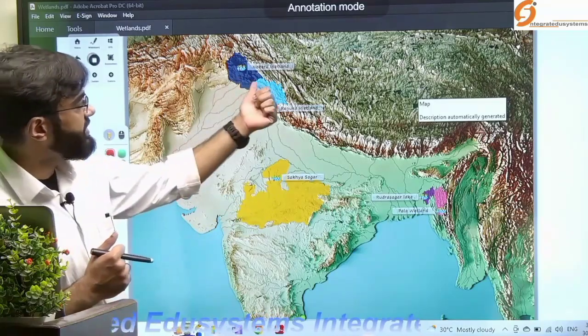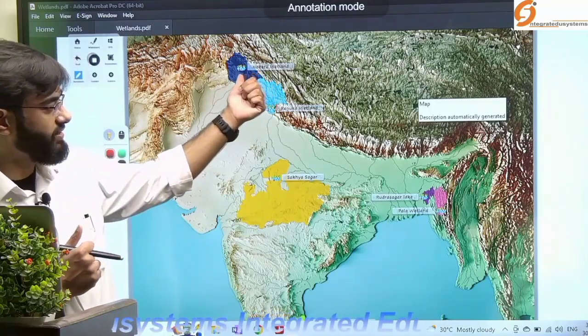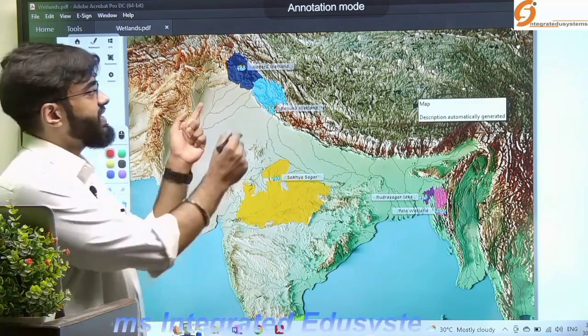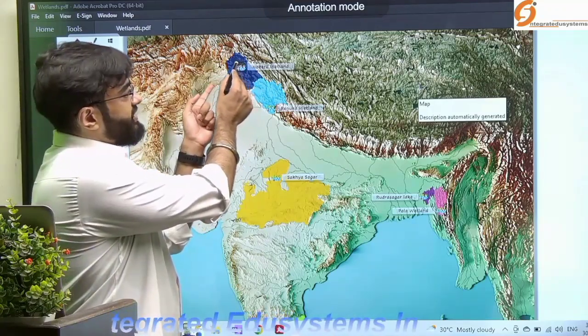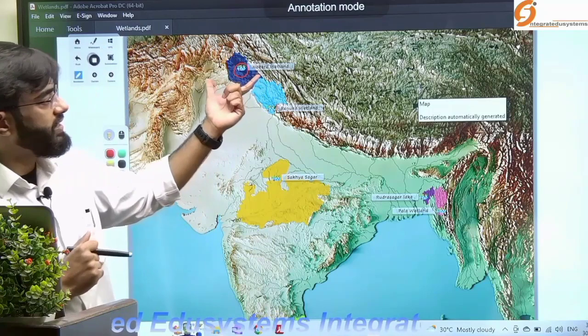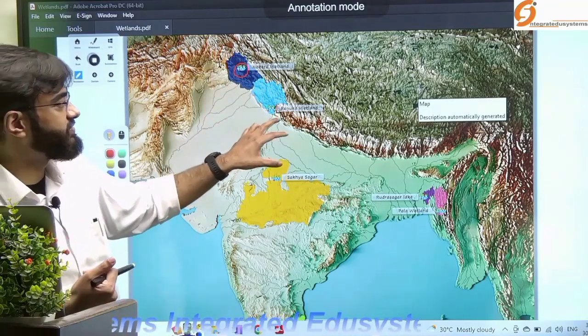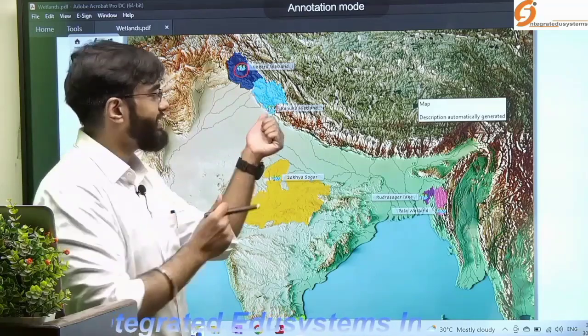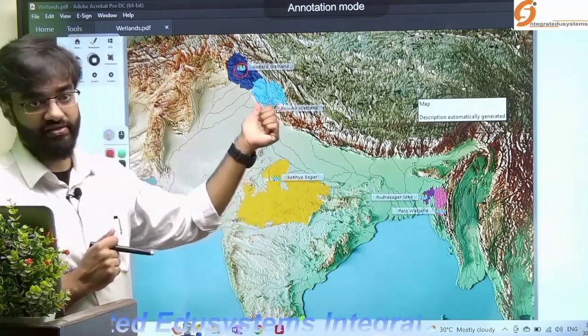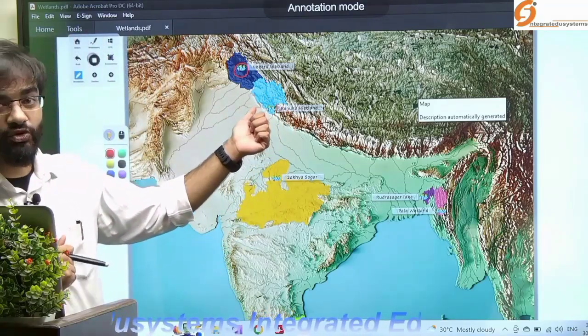Again, this is the Hokera wetland. If I delve a bit further, this is actually the Kashmir valley. It is located near Pahalgam, just for information. And this Renuka wetland is in the Sirmaur district. This district was also in the news recently.